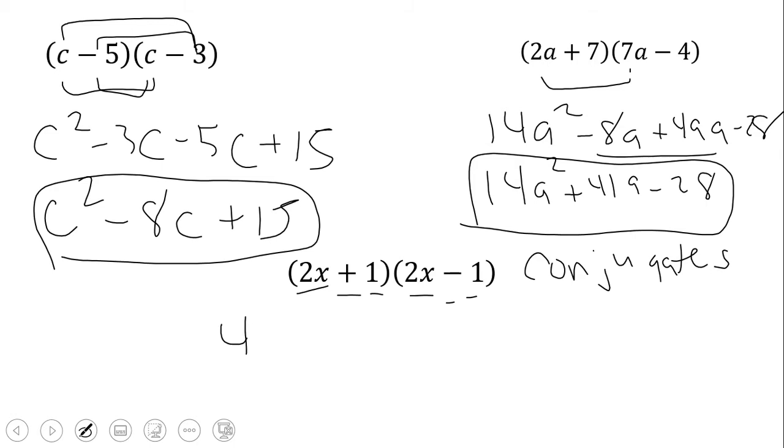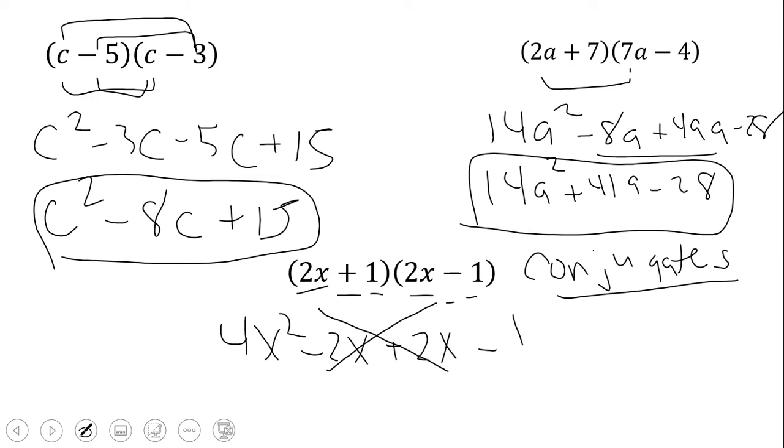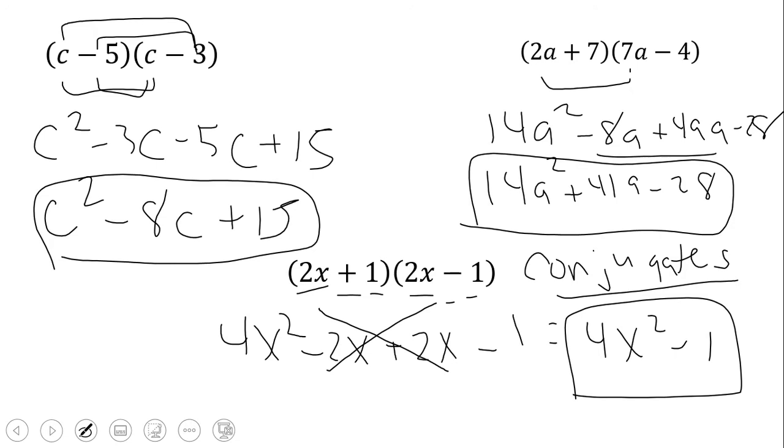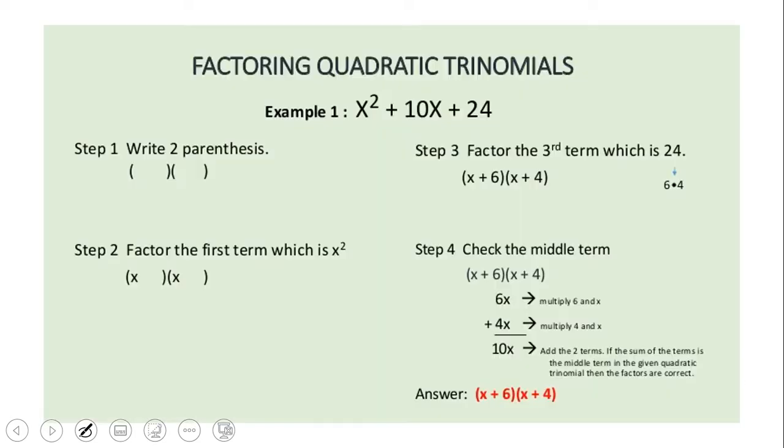So 2x times 2x, that's going to give you a 4x squared. An outer is going to give you a negative 2x, followed by a positive 2x for the inner, and then a negative 1 to end it. Again, because these are a pair of conjugates, same front, same back, opposite middle, the outers and the inners are always going to cancel each other, giving you a final answer of 4x squared minus 1. This is also called the difference of squares. So again, if you see that as a shortcut, you can skip the outers and the inners. If you do the whole thing, it takes a couple of extra seconds, but you can rest assured that they will always cancel in the middle.